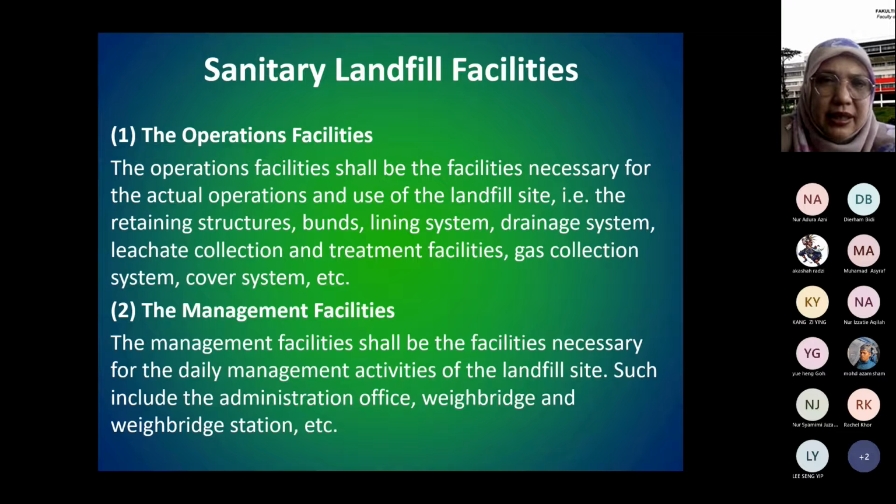Okay, sanitary landfill facilities. What are the facilities required to be developed? The facilities necessary for the actual operation and use of the landfill will include retaining structures, the embankment, the retaining structures of the sites of the landfill cell, and then the barn, the lining system that needs to be constructed, drainage system, leachate collection and treatment facilities, gas collection, cover system, and so on. Probably there are a few more. Regarding the management facilities, they will include an administration office and a weighbridge, meaning to weigh the trucks or the lorries entering the facility, and also the weighbridge station.